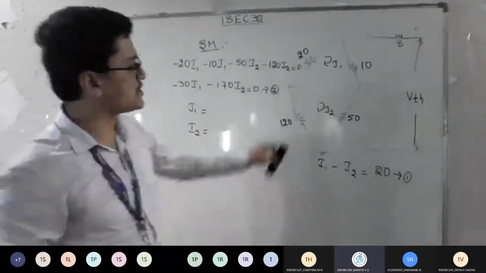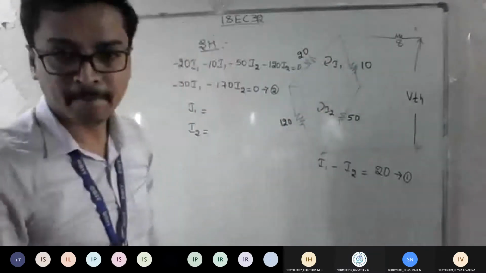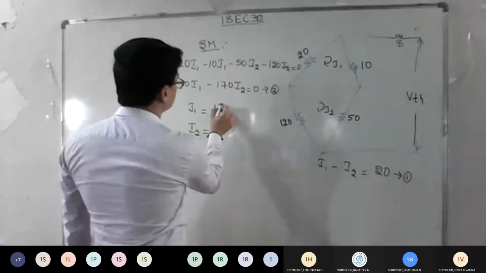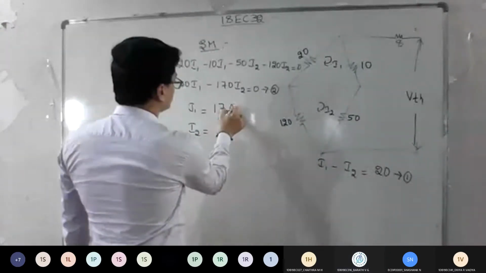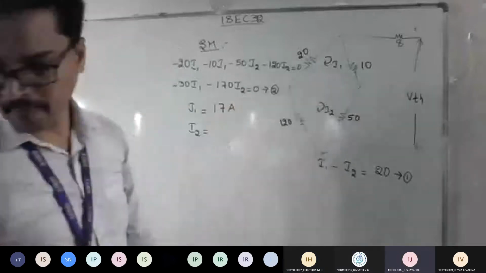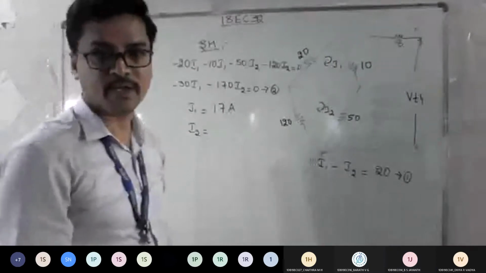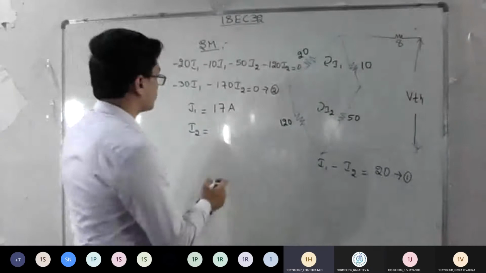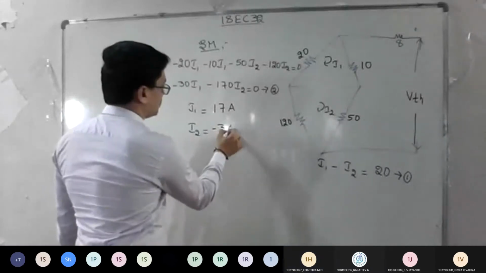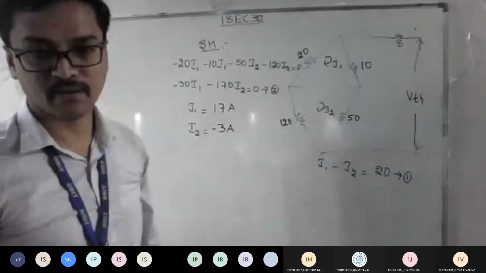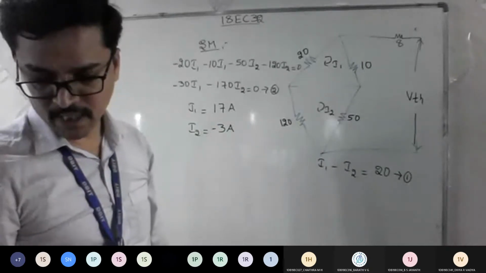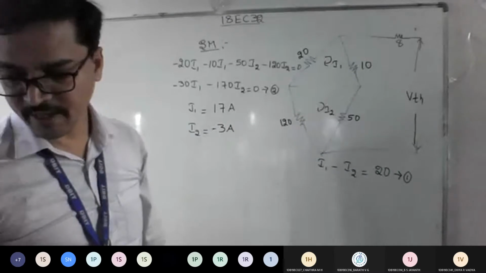You need to find I1. 17, sir. I1 is 17. Is it positive? Yes, sir. I2 is minus 3 amperes, sir. What about I2? Negative. Minus 3 amps. Is it correct, sir, what you wrote? Both are correct? 17 and minus 3? Yes, sir. Okay, fine.